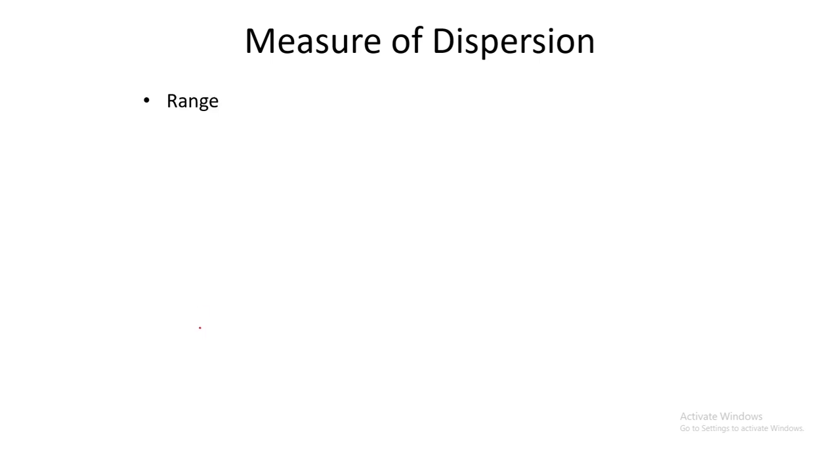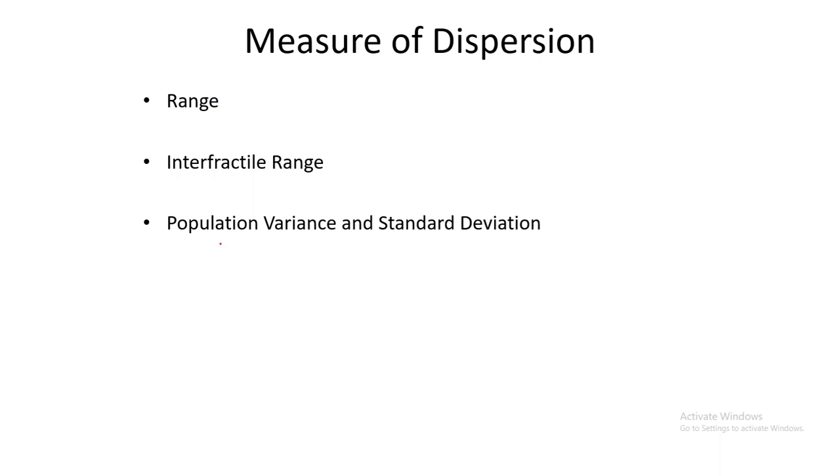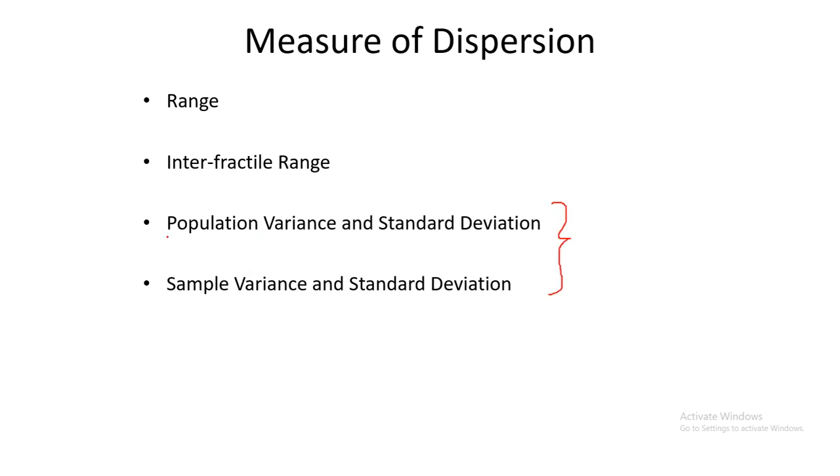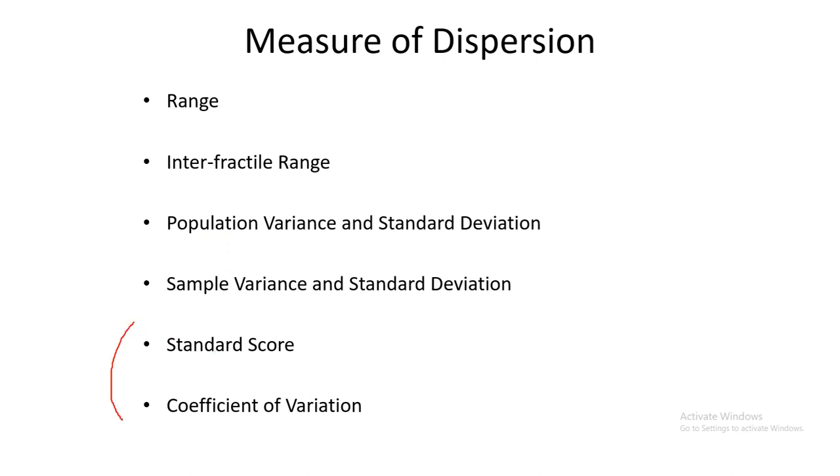So what are the measures of dispersion? One is range, interfractile range, population variance and standard deviation, sample variance and standard deviation. So basically these both are the same. One is calculated for population and one is calculated for sample, as was the case for measure of center. It will have just different notation. Formula will be the same. And then the standard score, coefficient of variation. Standard score and coefficient of variation, they come from mean and variance of the data. So basically range, interfractile range and variance and standard deviation, these are the important things.